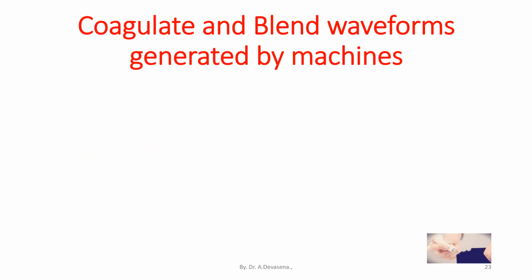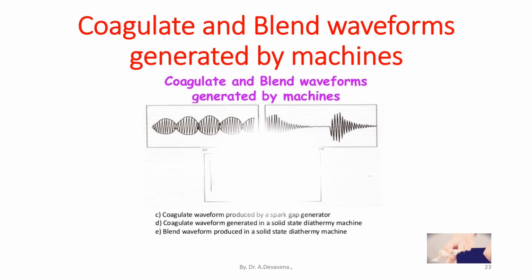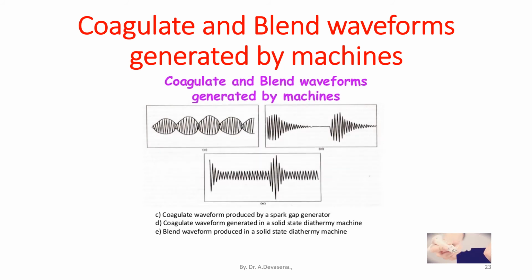Coagulate and blend waveforms generated by machines. Here is a representation. Figure C represents the coagulate waveform produced by a spark gap generator. Figure D represents the coagulate waveform generated in a solid state diathermy machine, and figure E represents the blend waveform produced in a solid state diathermy machine.